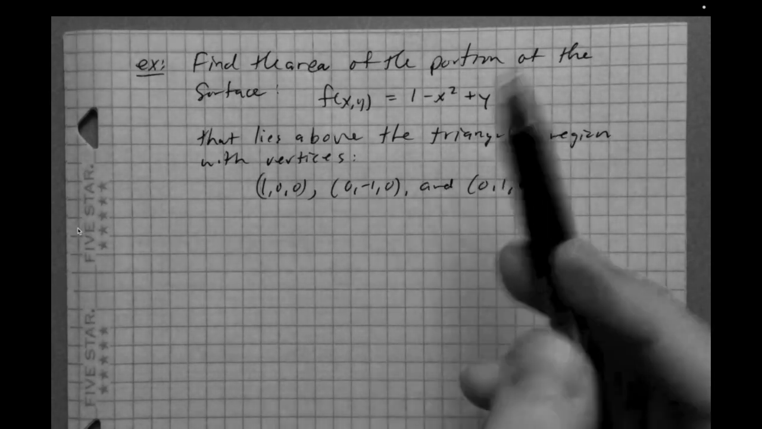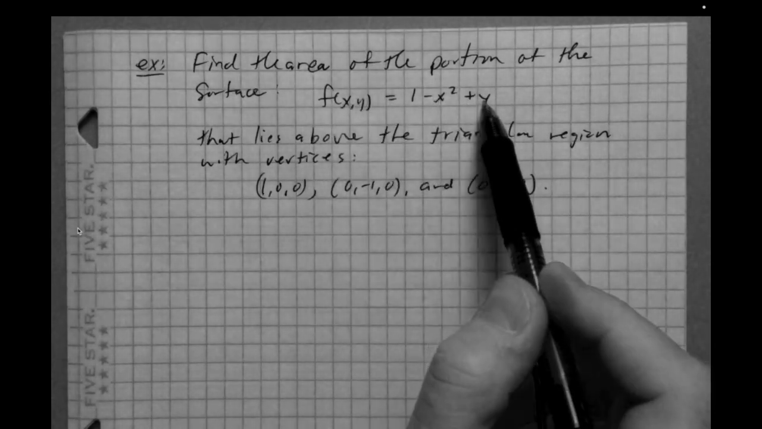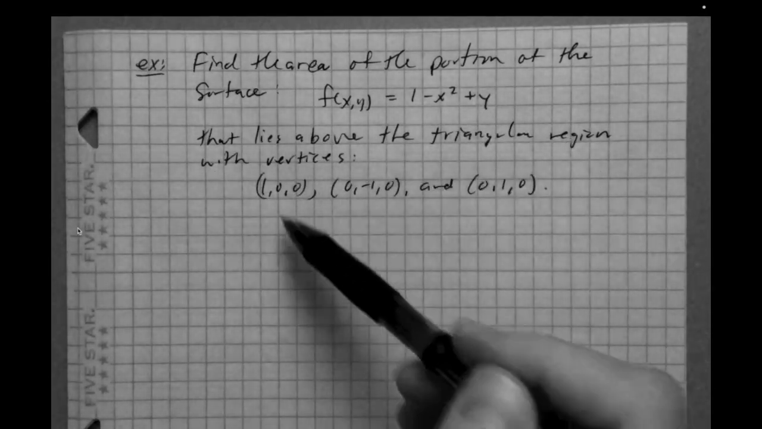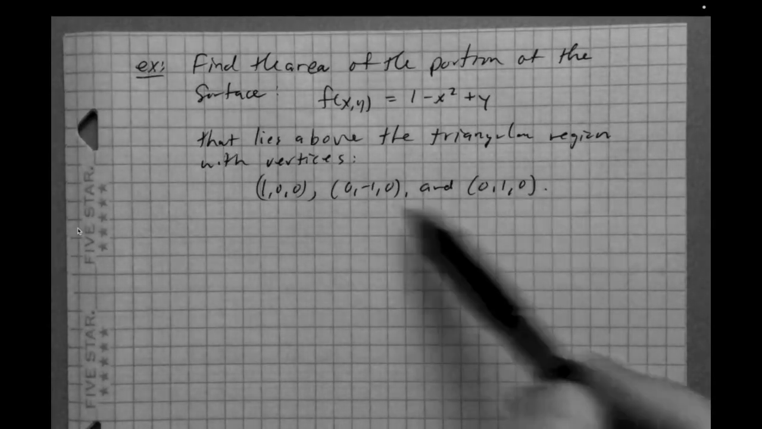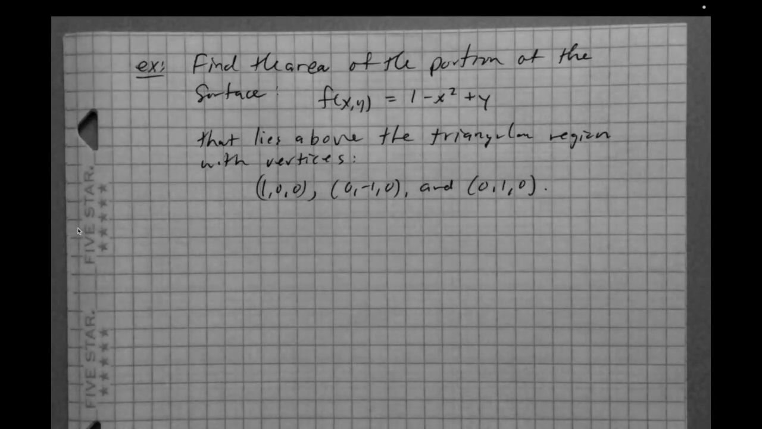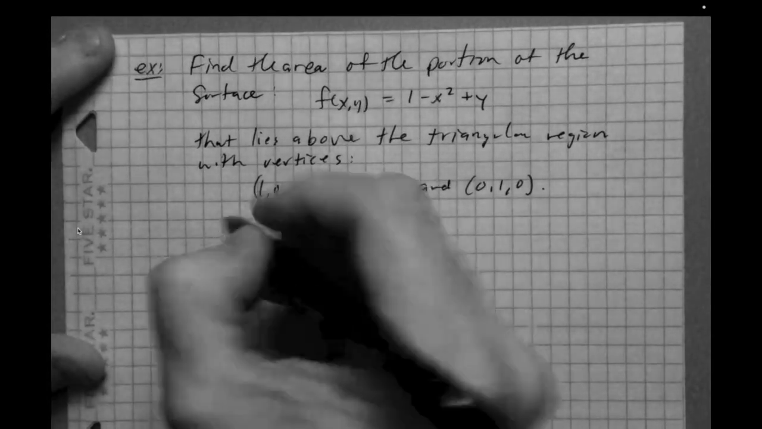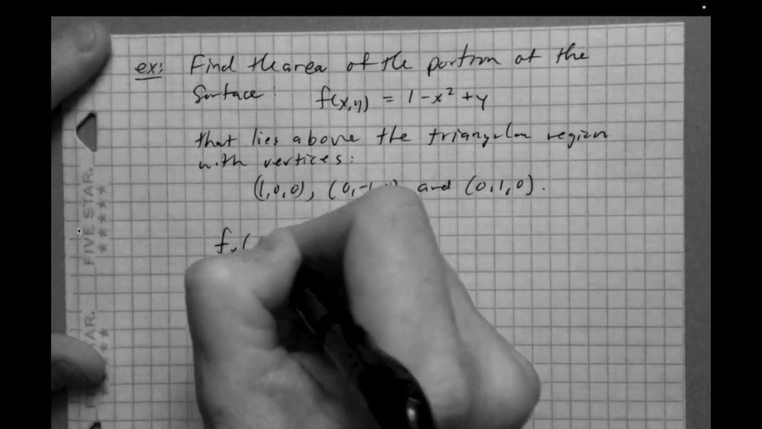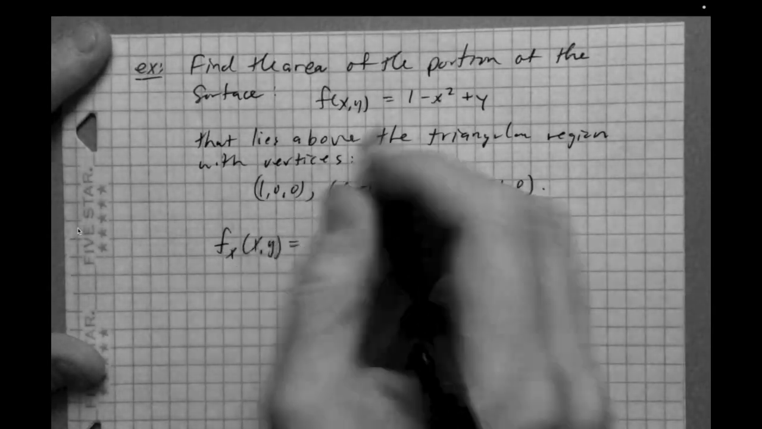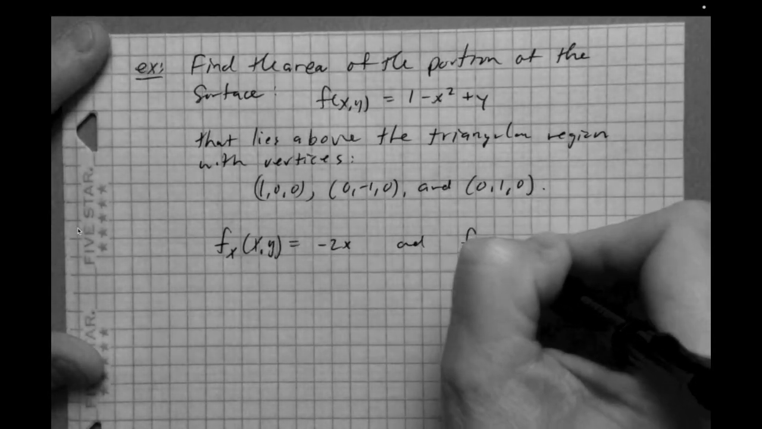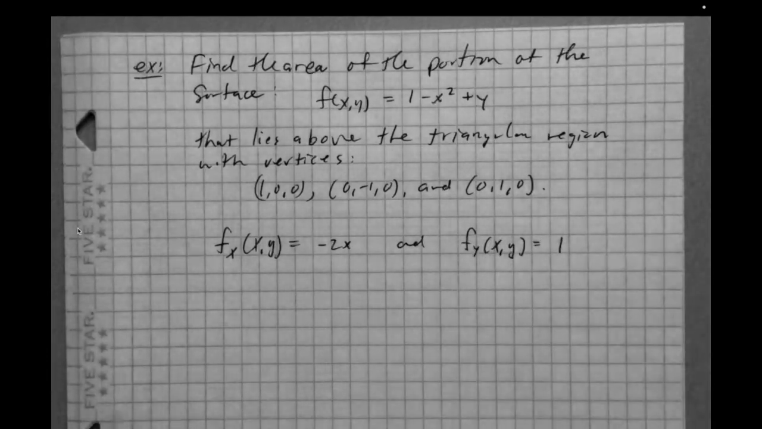So that's the problem, right? We've got some surface. This is not a plane. You can see that. It's going to lie above some region that has these as its vertices, and we want to know the surface area of this surface above that region. So first of all, let's find the partials. The partial with respect to x is negative 2x, and the partial with respect to y is 1. These are not too difficult partials to deal with, obviously.